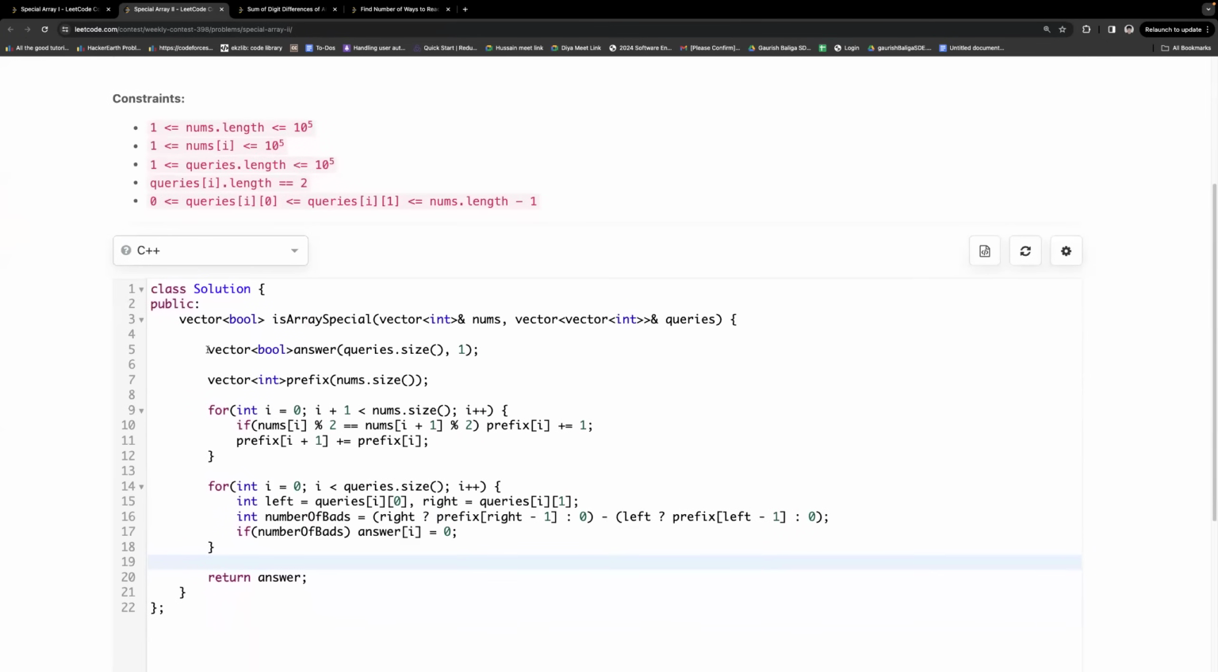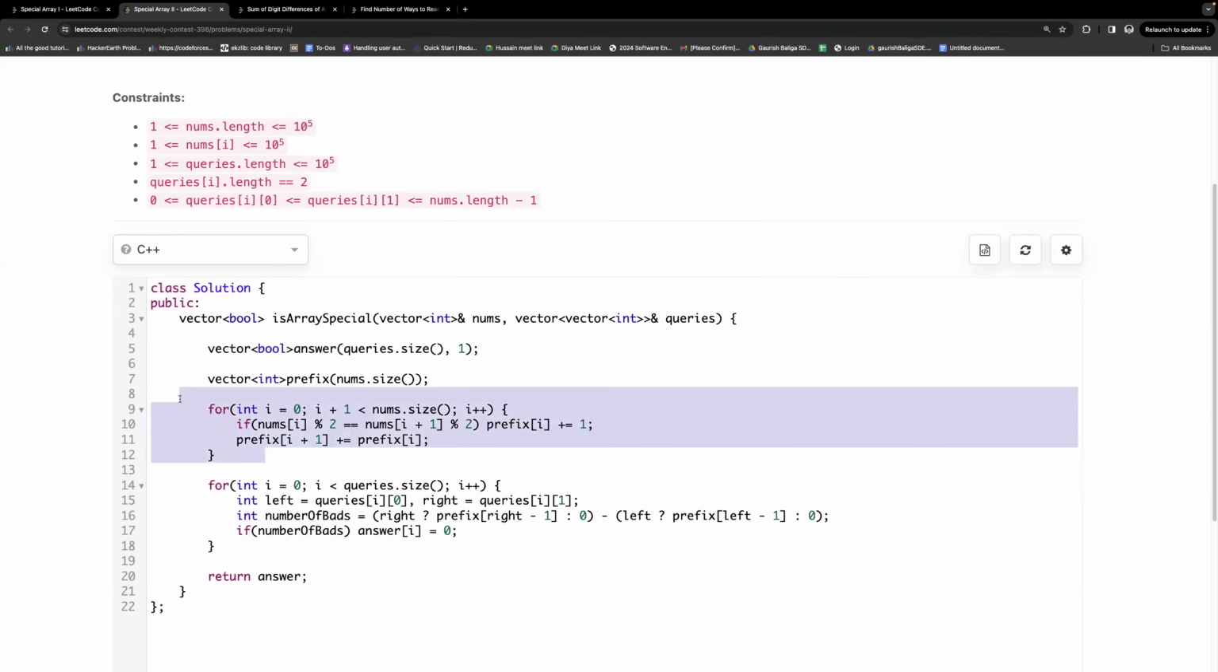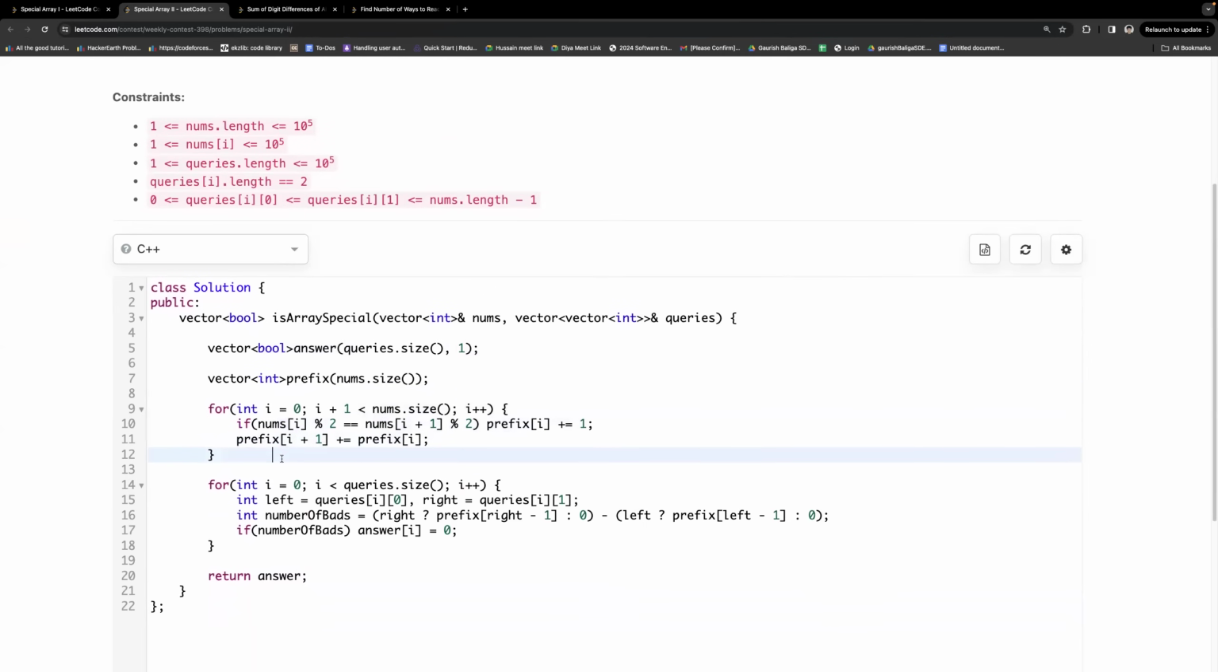So we have a vector bool answers, which is initially 1. I'm going to set it to 0 whenever our constraint is satisfied. If nums I modulo 2 is equal to nums I plus 1 modulo 2, prefix of I plus equal to 1, and then prefix of I plus 1 plus equal to prefix I. This is basically generating the prefix sum table. You can do it using 2 for loops as well. I'm just doing it in 1 for loop.